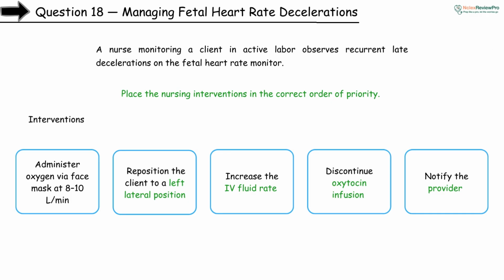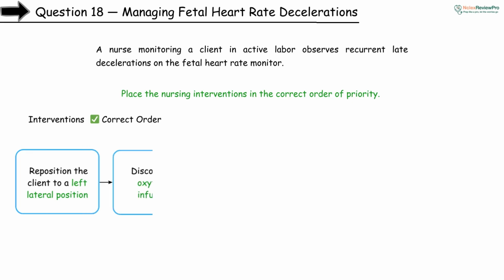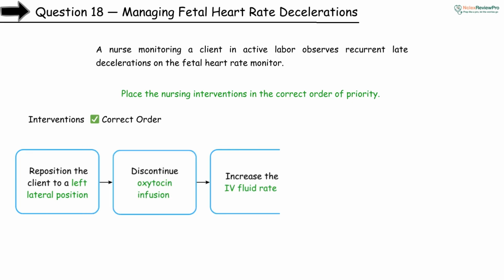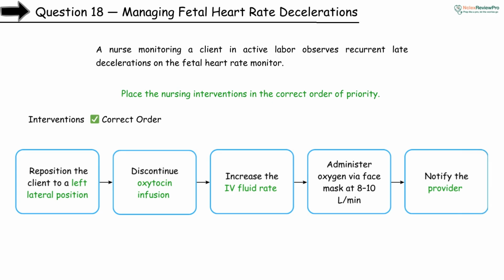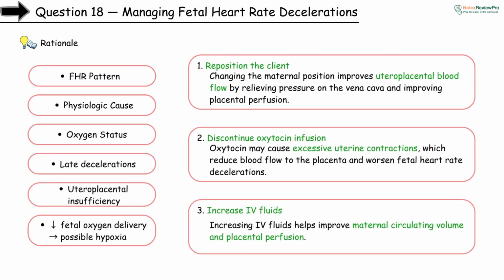The correct order is, first, reposition the client to the left lateral position. Second, discontinue oxytocin infusion. Third, increase the IV fluid rate. Fourth, administer oxygen via face mask. Fifth, notify the provider. Let's break down why this order matters.